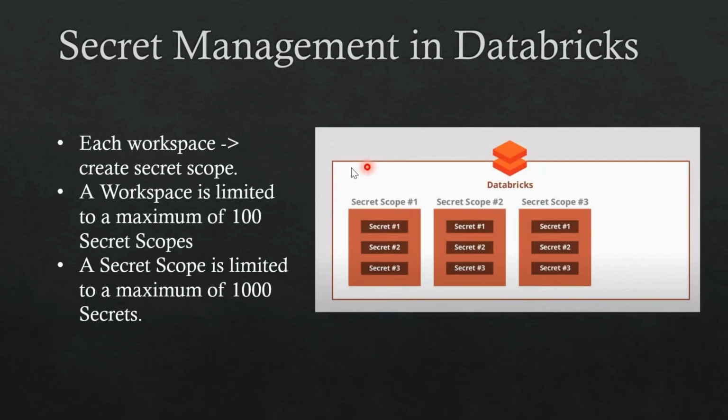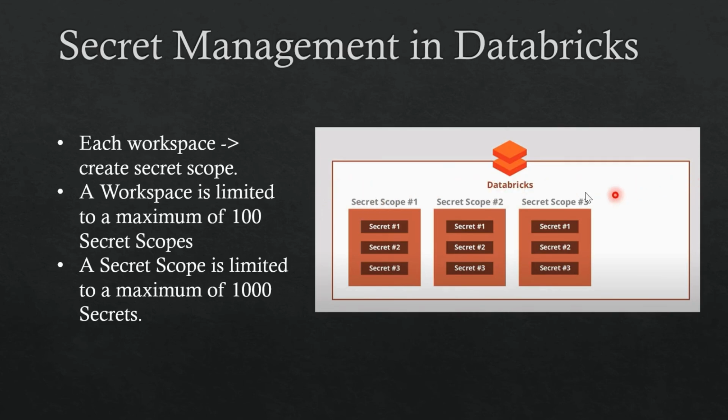In this diagram, if you see, this is one space that I have, that is my Databricks workspace. Inside that Databricks workspace, I'm creating three scopes. One is secret scope 1, second is secret scope 2, third is secret scope 3. Inside the first secret scope, I'm creating secret 1, then secret 2, and then secret 3. So each secret scope is a bundle of multiple secrets. You can define a maximum of 1,000 secrets inside one secret scope, and in one Databricks workspace, you can only create 100 secret scopes.